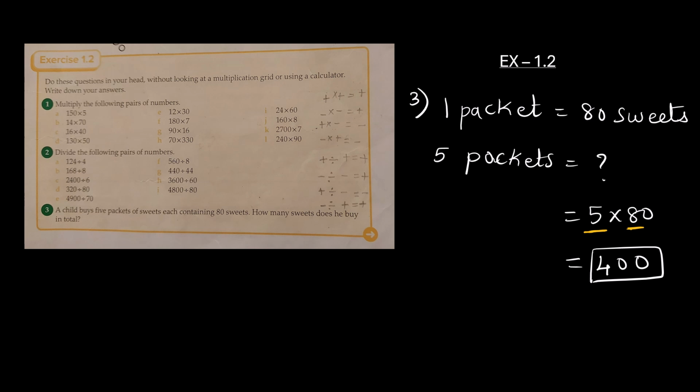Question: a child buys 5 packets of sweets, each containing 80 sweets. How many sweets does he buy in total? Now each packet contains how many sweets? It's 80 sweets. How can we write this as a statement? One packet equals 80 sweets. Now what we have to find? We have to find how many sweets are contained in 5 packets. So 5 packets is equal to 5 into 80. So 5 into 8 is 40. Just add the 0 to this answer. So the answer is 400.